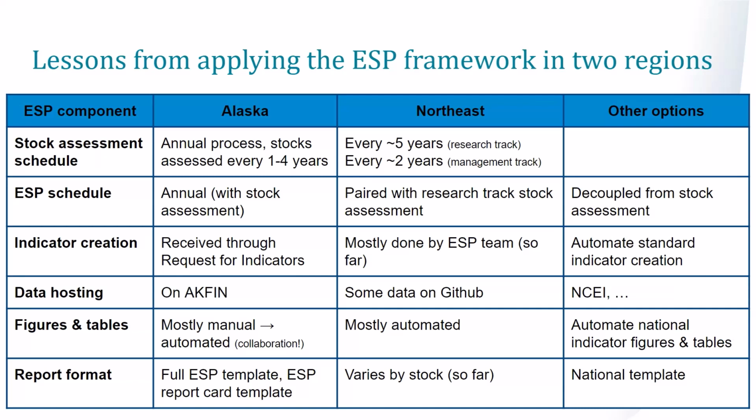So the final step of the ESP is to communicate the results. In both cases, we're doing that by including the ESP within the packet of stock assessment documents, either as a working paper or an appendix. The Alaska Center's gotten a bit further in terms of developing a specific template that they use for their reports, whereas, like I mentioned, in the Northeast, we're still working to put that template together. And that is something that we hope can also benefit from the national collaboration so that we can have some guidance and templates available across regions that will help this whole process go more quickly.